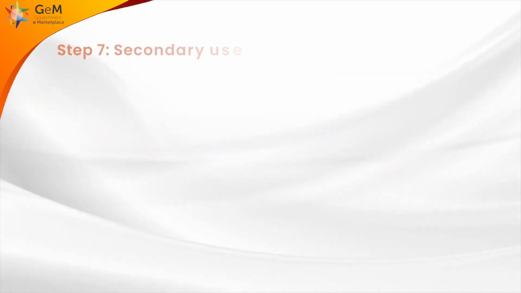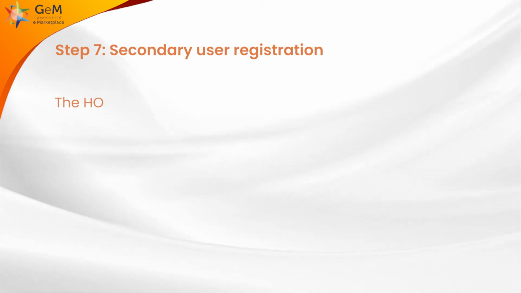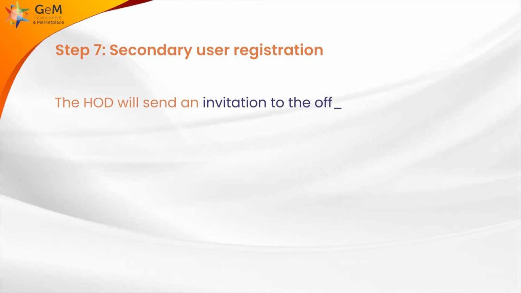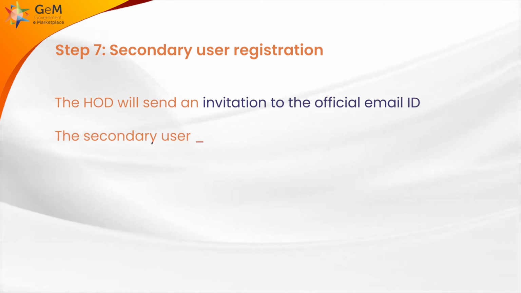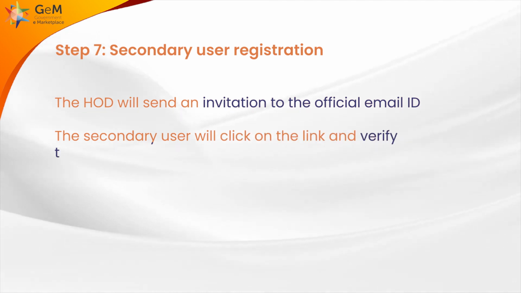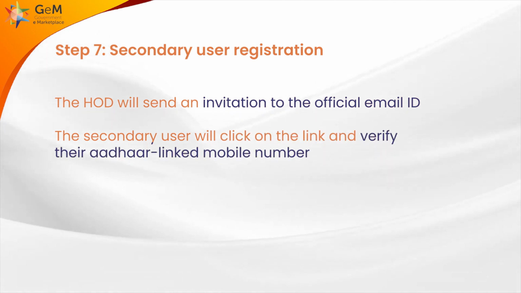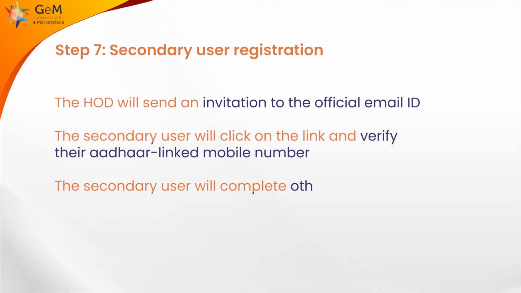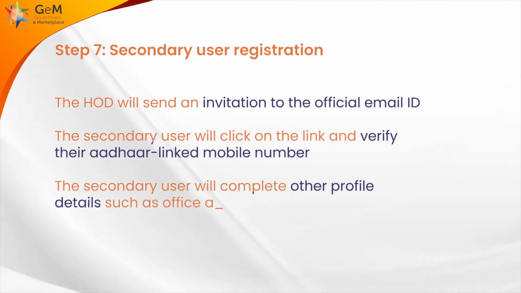Step 7. Secondary user registration. The HOD will send an invitation to the official email ID. The secondary user will click on the link and verify their Aadhaar-linked mobile number. The secondary user will complete their profile details such as office address.